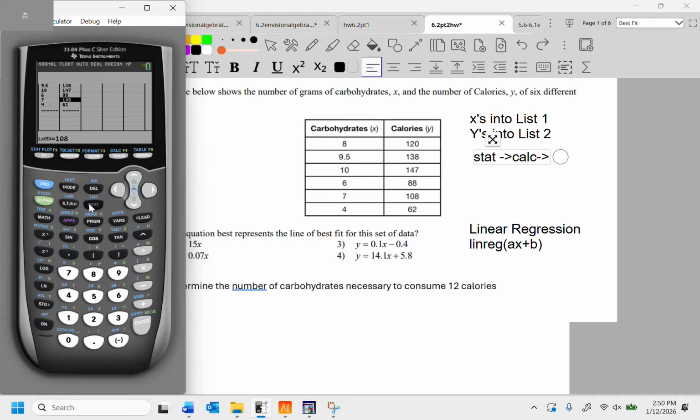I go to stat again, I scroll over to calc, I do the type of regression they want, and it says line of best fit, and we've done this, and you did this with Garner too. Linear regression, scroll down to calculate. Alright?